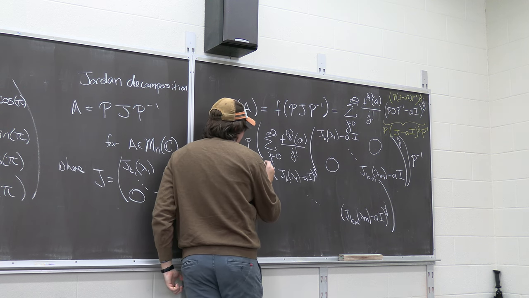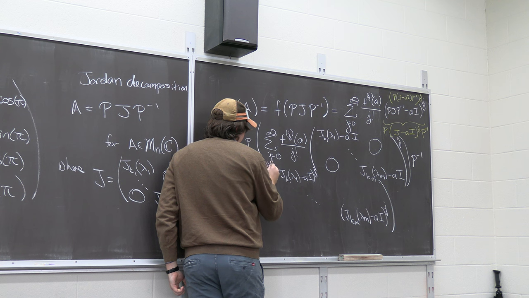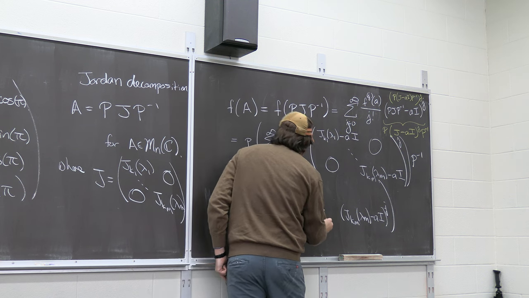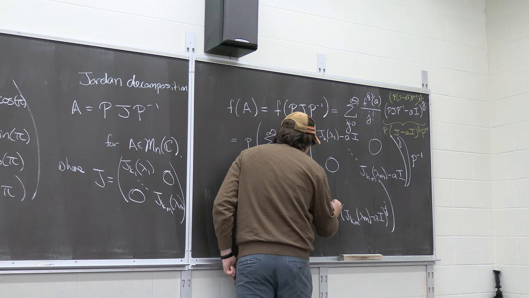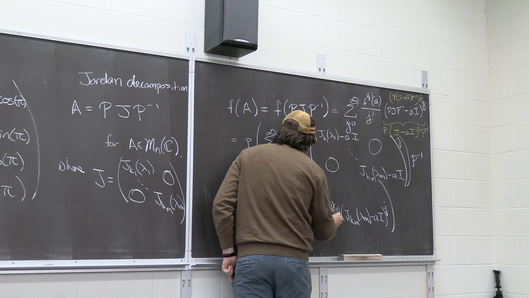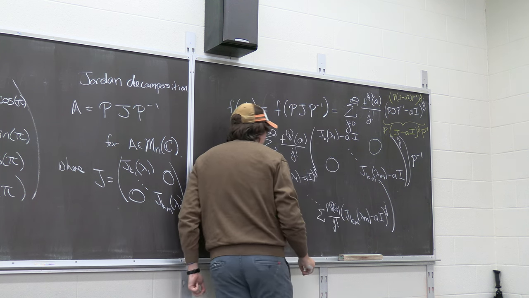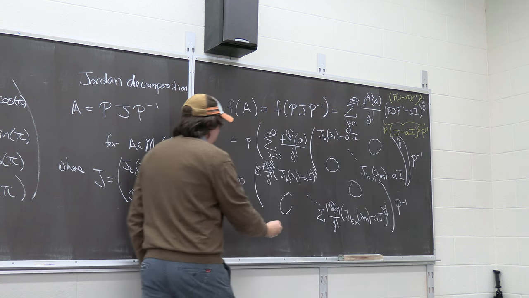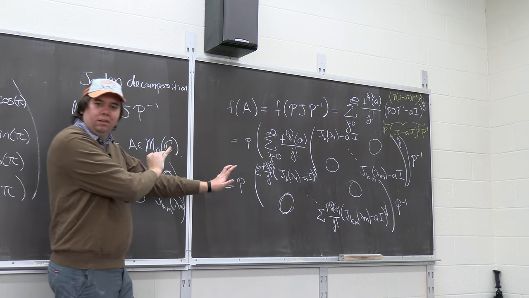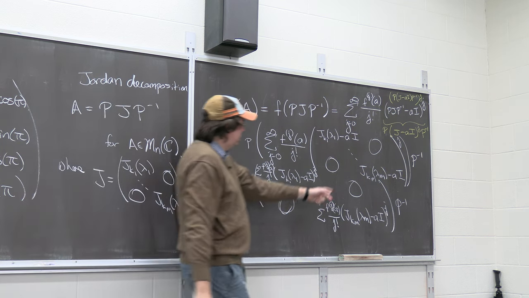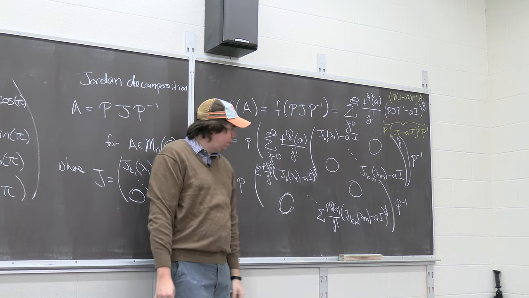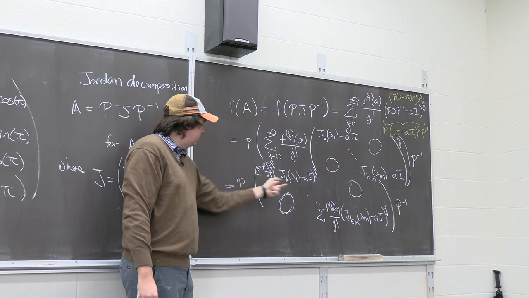So times a sum of the jth derivative of f evaluated at a over j factorial, all the way down here to the sum of the jth derivative of f evaluated at a, all over j factorial. And then finally at the end, I have a P inverse. Woo! Okay. That is just to say, since this is just block diagonals, it plays very nicely with powers and sums, right?